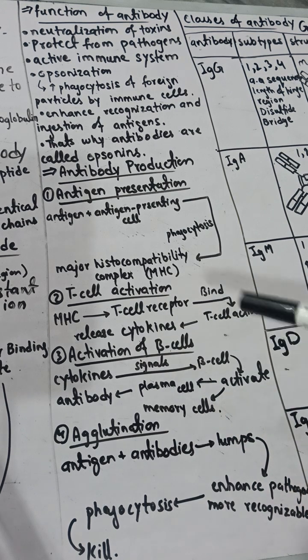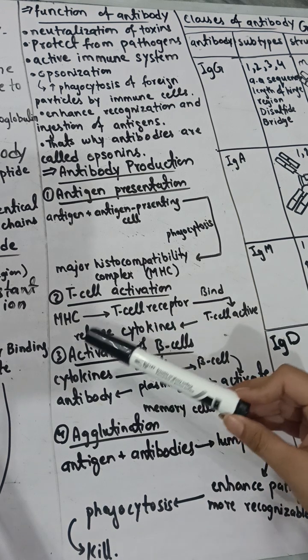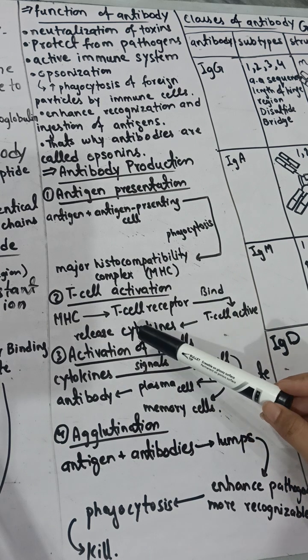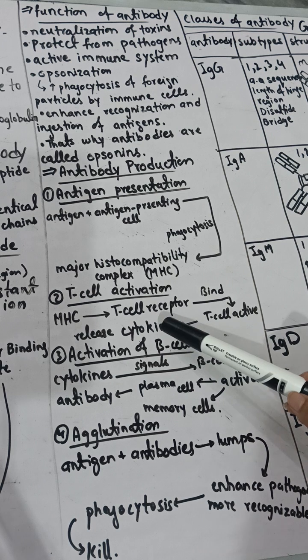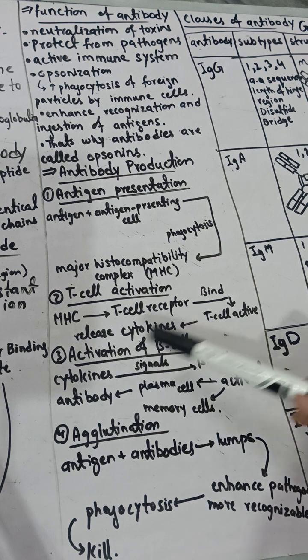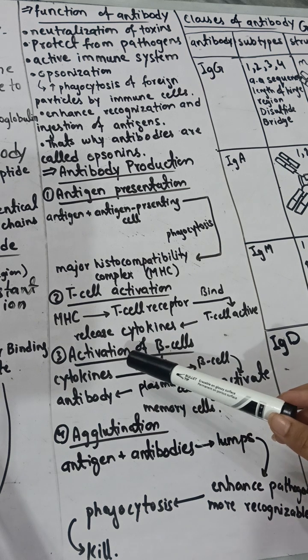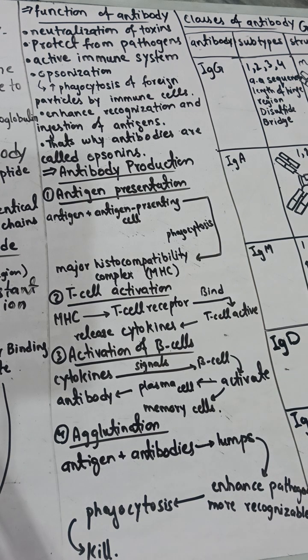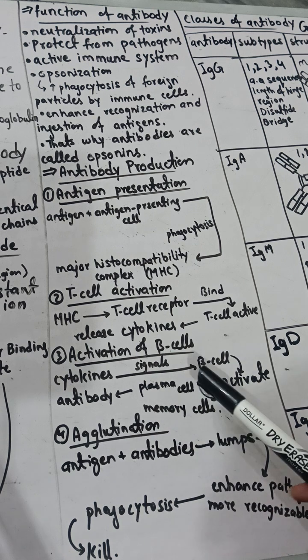Now your T cells will activate. How? This MHC complex, major histocompatibility complex, will combine itself with the T cell receptors. These are the receptors present on the T cells. They will attach to them, bind them and activate them. And as a result, after the activation, the T cells will begin to release a chemical which is called cytokines.